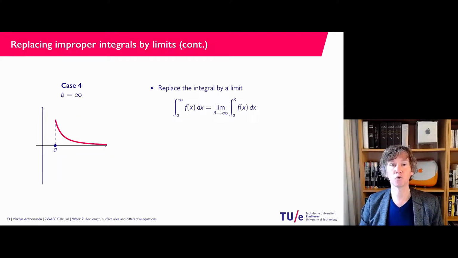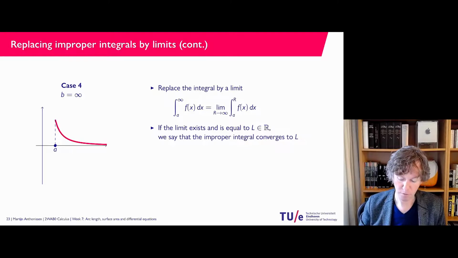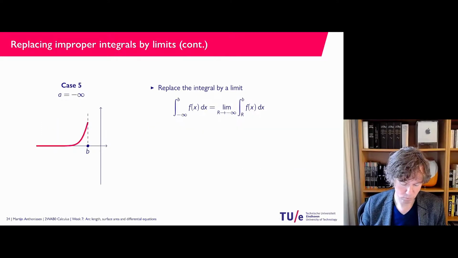If your integration interval is infinite, so for instance if b is plus infinity, you replace the integral from a to plus infinity with an integral from a to capital R, and you let R go to plus infinity. If it exists, it converges to L. If it does not exist, it diverges. It's the same story all the time.